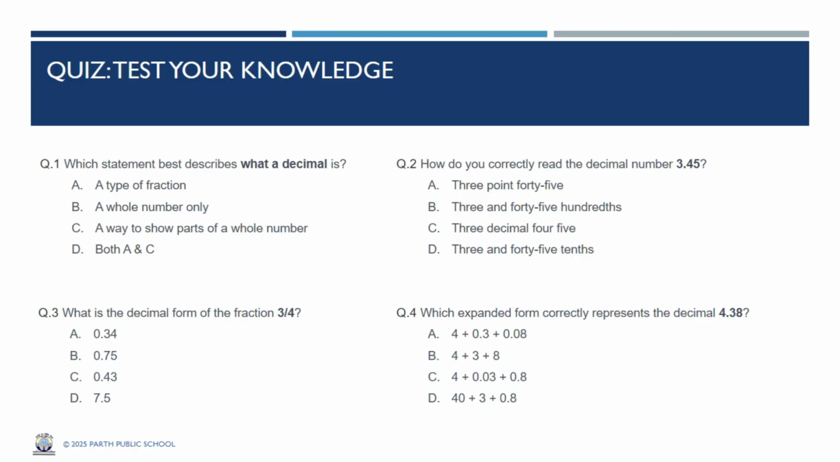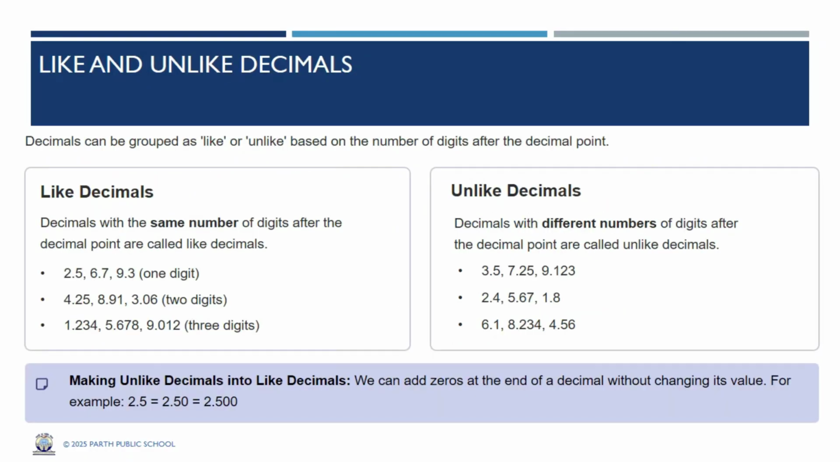How do you correctly read the decimal number 3.45? We read it as 3 and 45 hundredths. What is the decimal form of the fraction 3 by 4? It is 0.75. You divide 3 by 4. Which expanded form clearly represents the decimal 4.38? It is 4 plus 0.3 plus 0.08.